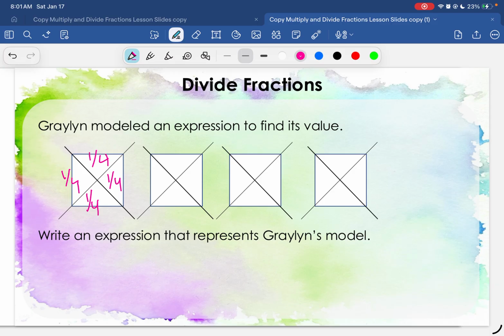What did you start with? You have 4 tiles, and you want to know how many fourths are in 4 wholes. Well, there's 4 here, 4 here, 4 here, 4 here. So that's actually 16. It said expression, you don't have to solve it, but for our video, we're going to solve it.